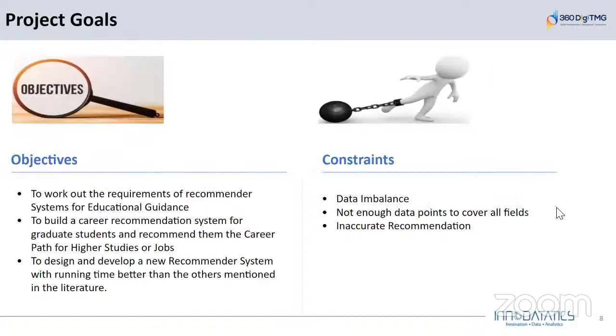So this slide basically has project objectives and project constraints. To work on the requirements of recommender systems for educational guidance, these are the objectives. To build a career recommendation system for graduate students and recommend them the career path for higher studies or jobs. To design and develop a new recommender system with running time better than the others mentioned in the literature. The below are the constraints: data imbalance, not enough data points to cover all the fields, and inaccurate recommendation.